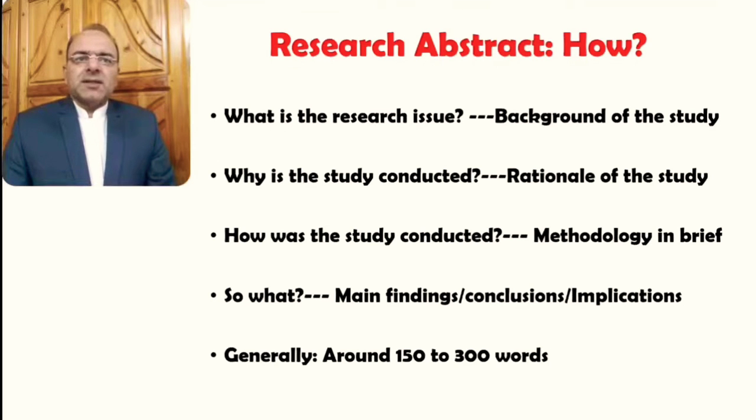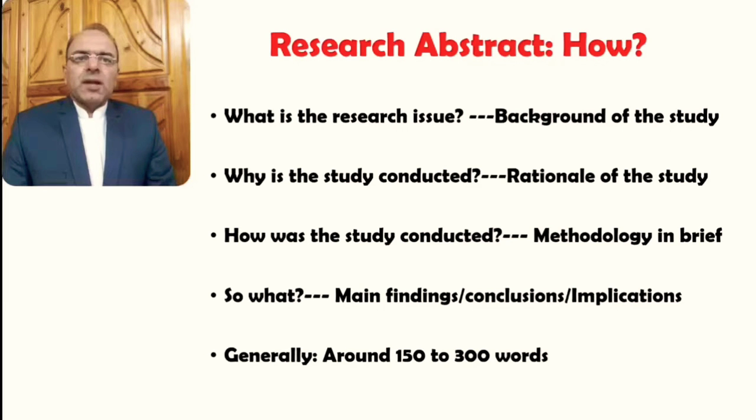The first part is the background of the study. And this is in response to the question, what is the research issue? So the first part of the abstract should be a response to the question related to the what of the research issue. And so some brief background of the research study, of the research topic, in the very beginning of the research abstract is very important.